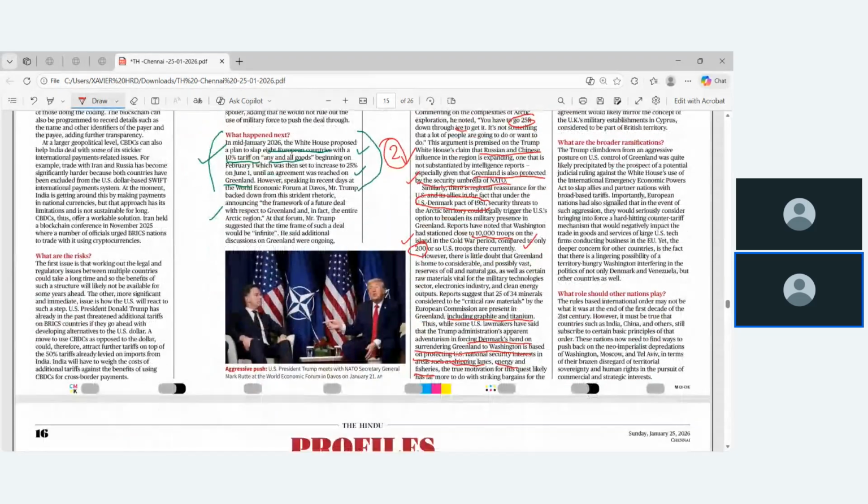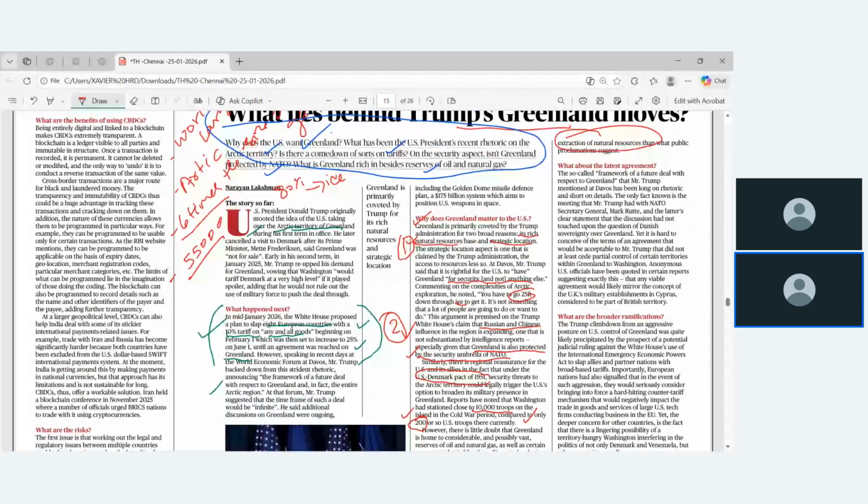This paragraph talks about the mentality of the US. The Trump administration is forcing Denmark to hand over Greenland to protect US national security interest in the area, especially the shipping lanes, then fishing. These are the other reasons. So what about the latest agreement on Greenland, the so-called framework of the future deal with respect to Greenland? This is the latest agreement prepared under Trump's second term.